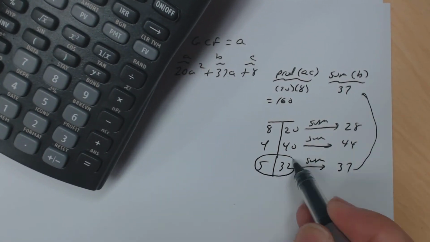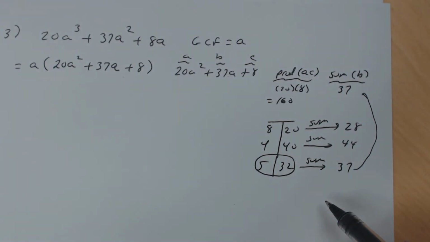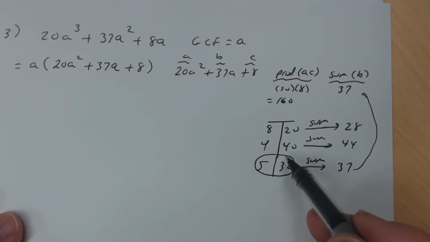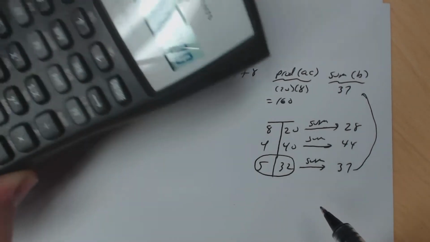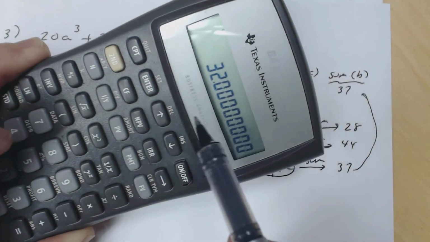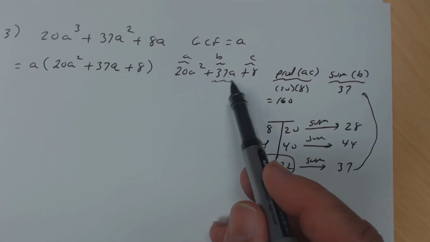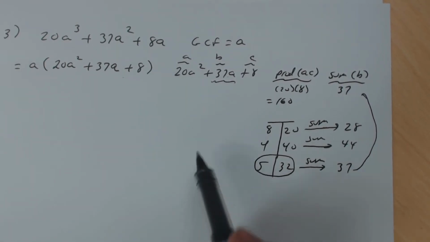So that's the two numbers I'm going to use. Okay, so again, it may have taken you a few more, but just keep trying different factors of 160. Use your calculator to do that until you find something that works. Okay, so we're going to rewrite the middle term. We're going to write the middle term using these two numbers.